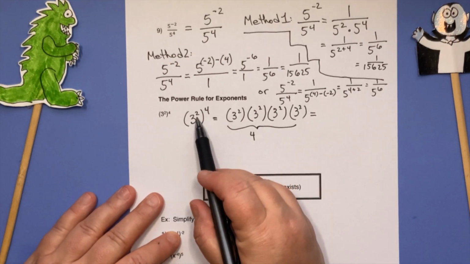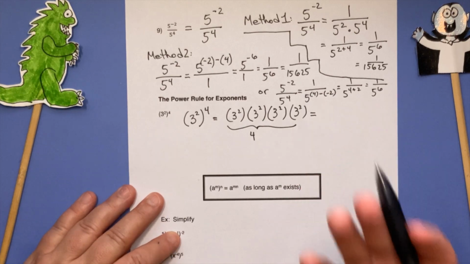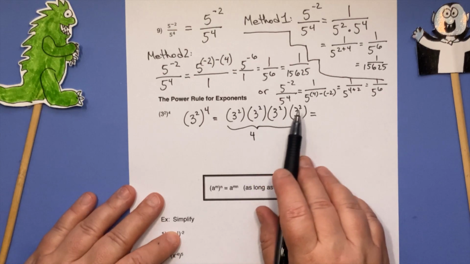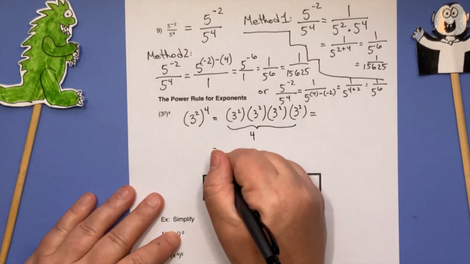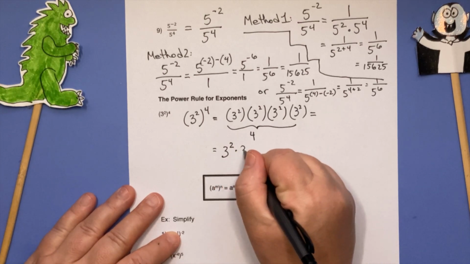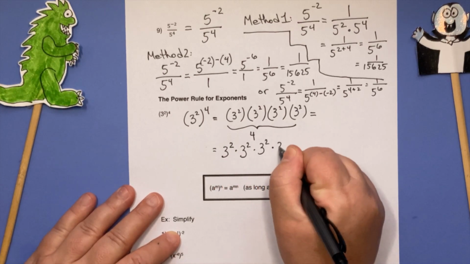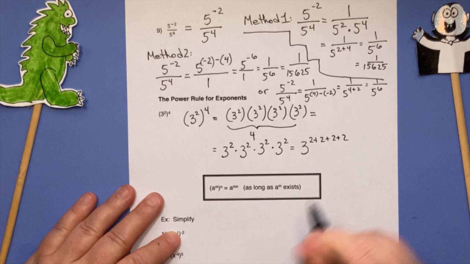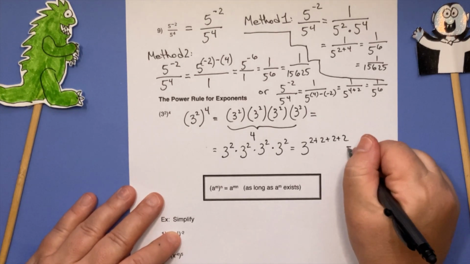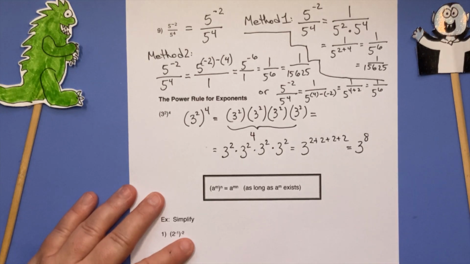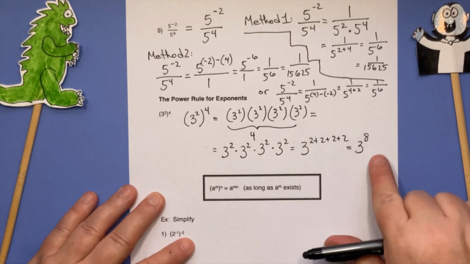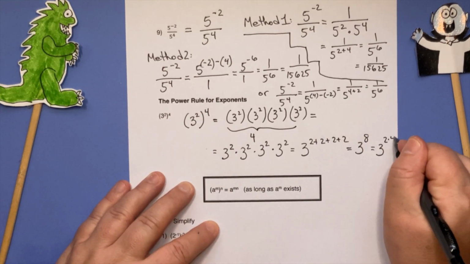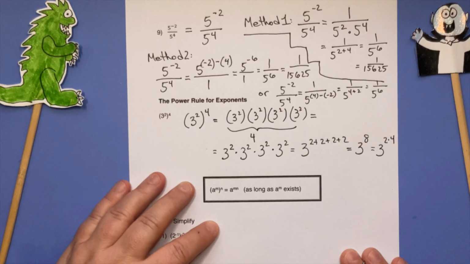So should I just add the 2 and the 4? Do I get 6? And the answer is no. Take a look. I've got 3 squared times 3 squared times 3 squared times 3 squared, which equals this, which equals 2 plus 2 plus 2 plus 2, right? Using the multiplication rule, which equals 3 to the 8th. How do we get 8 from 2 and 4? We multiply.